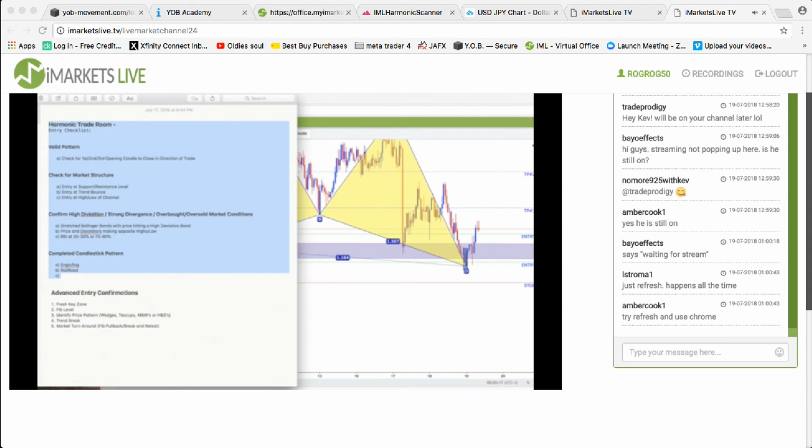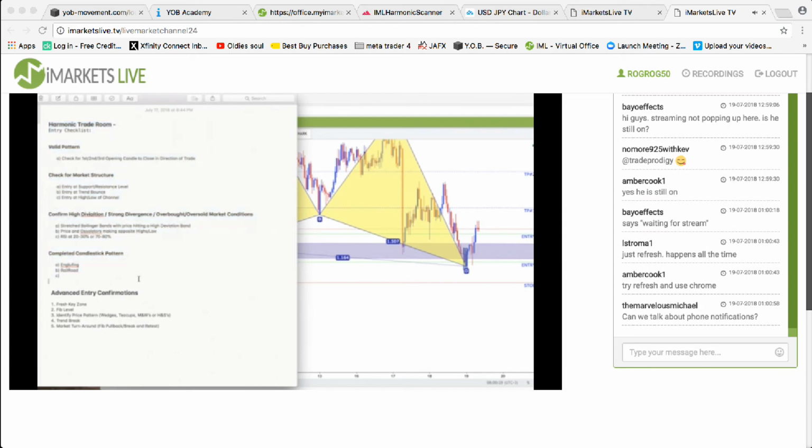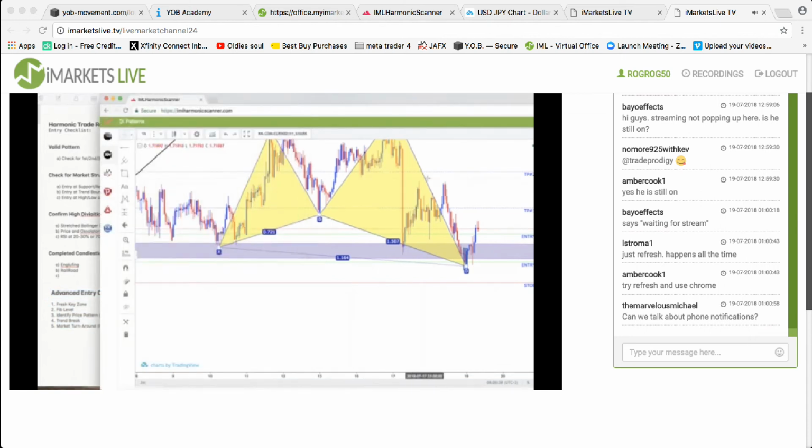I'm talking about when all this stuff lines up that we just went through, and you can really see those trades taking off. Now, when you want to be an expert, and as you start going through these sessions with me, I'm going to be showing you a lot of advanced entry confirmations, and I'm going to get into those right now.